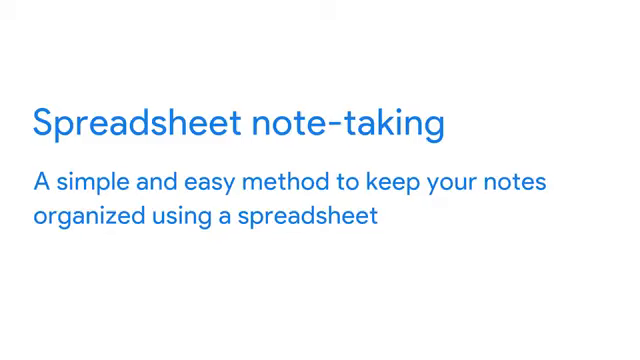Let's investigate. Spreadsheet note-taking is a simple and easy method to keep your notes organized using a spreadsheet. You can use a spreadsheet to take notes about the entire usability study in one place. Without a spreadsheet, your notes can be disorganized. Another thing that happens without a spreadsheet is it can be hard to remember specific details. Finally, there's not always time to go back and review recordings.